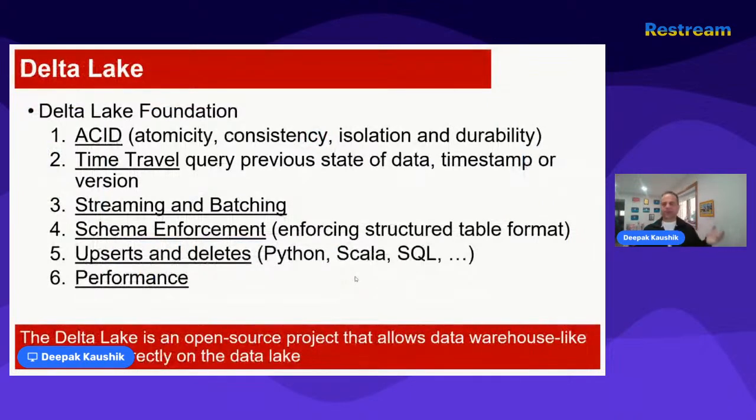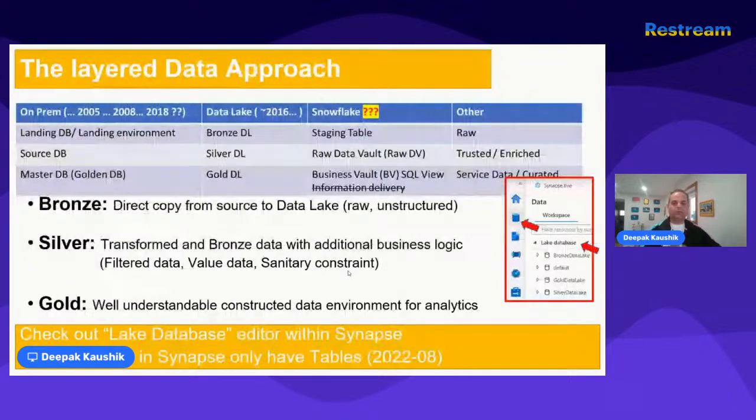Excuse me for my color choice, and it is quite intentional. If I have to define Delta Lake, I would say Delta Lake is an open source project that allows data warehouse like functionality, not typically data warehouse functionality. I choose the words like functionality on Data Lake. So Delta Lake is an open source project that allows data warehouse like functionality on the data lake. So that we need to understand, and that is the whole magic over here.